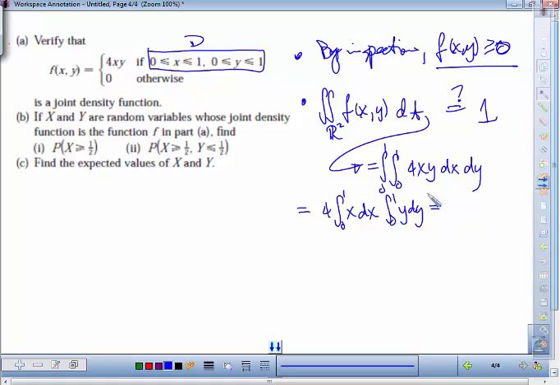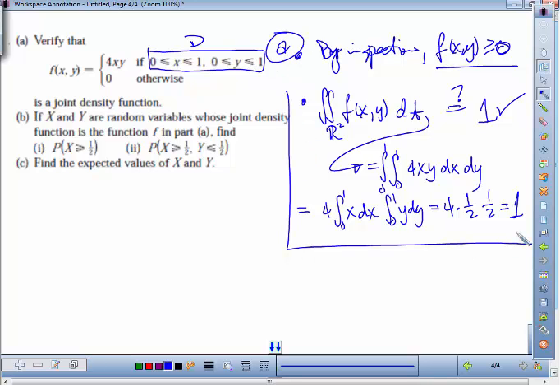You don't have to, because it's just as easy to do, but to me, saying integral of x from 0 to 1 is a lot clearer because that's just 1/2, right? So it's x squared over 2 from 0 to 1. And then we have y, the same thing, so that's also 1/2. And this, in fact, is equal to 1, so that checks out. So that's part A. We verified that it satisfies the two properties for a probability density function.